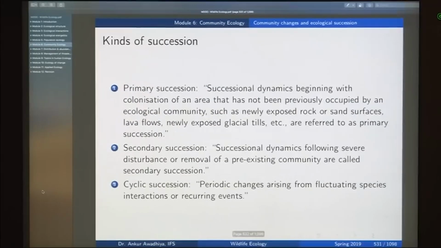Now, you can have three different kinds of succession. The primary succession is a succession that occurs in an area that was not previously occupied, such as a lava flow which has turned into a rock, and this rock was never occupied previously. A secondary succession is the successional dynamics that follows severe disturbance or removal of a pre-existing community, such as a forest fire. And a cyclical succession is periodic changes that arise from fluctuating species interactions or recurring events, such as flooding events if they are occurring regularly.